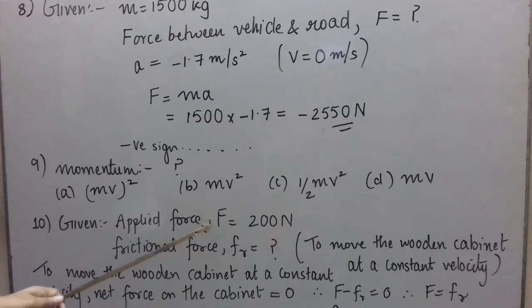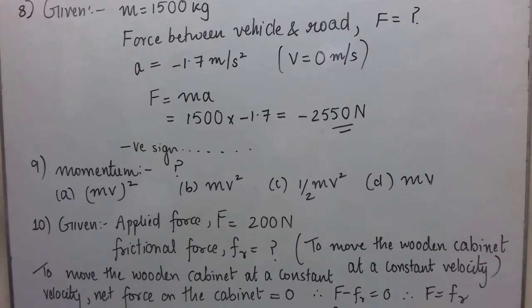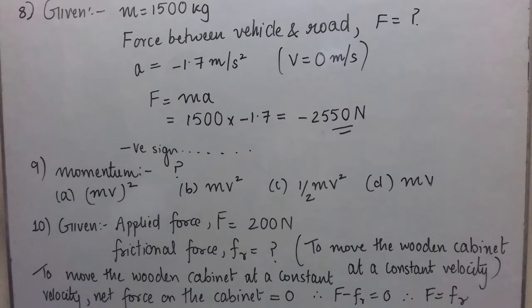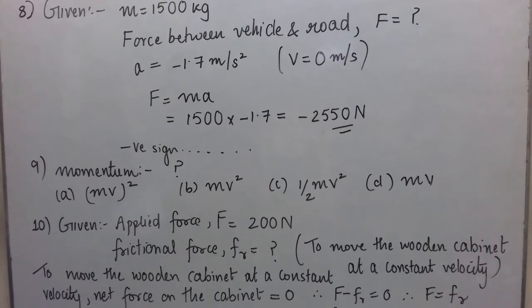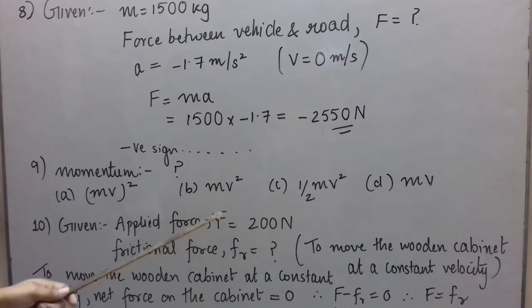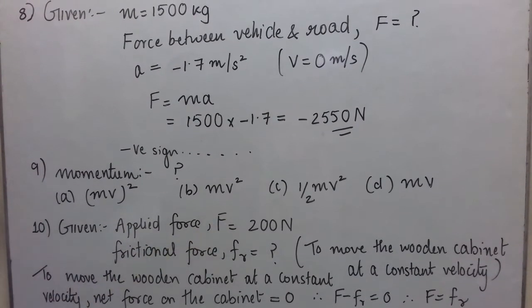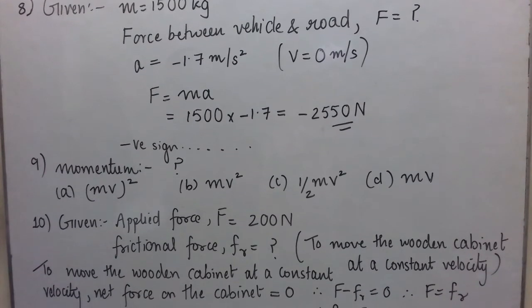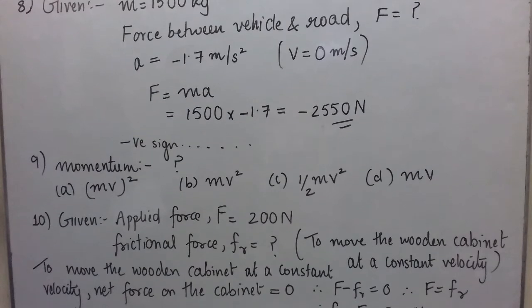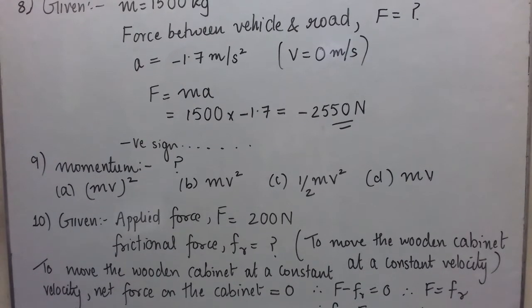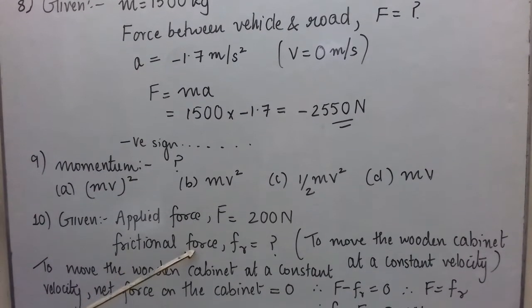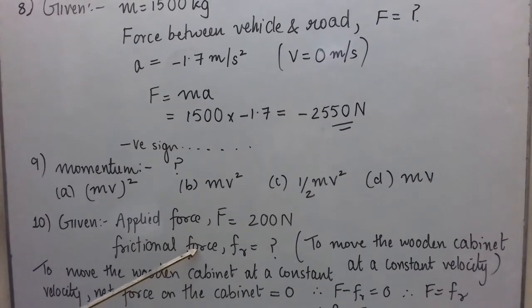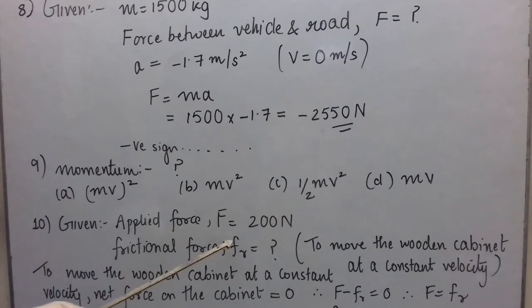Applied force F is 2000 Newton, because what is written? Using a horizontal force of 2000 Newton. So applied force F is 2000 Newton. We intend to move a wooden cabinet across a floor at a constant velocity. What is the frictional force that will be exerted on the cabinet? Frictional force, you must have noticed that I am representing it by Fr.